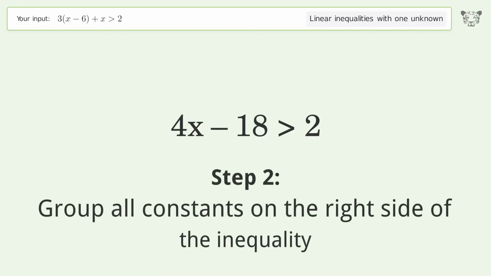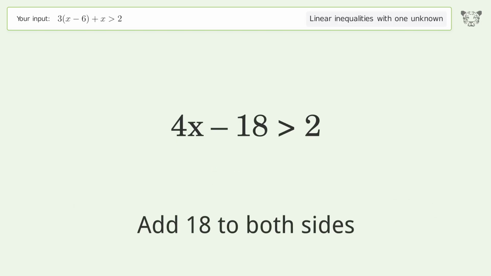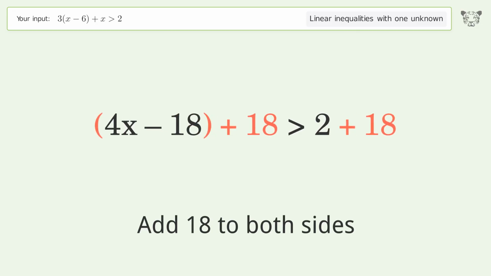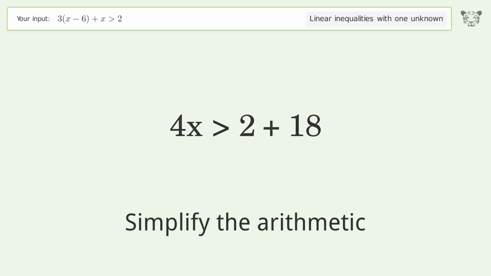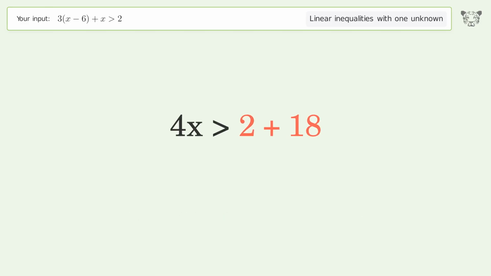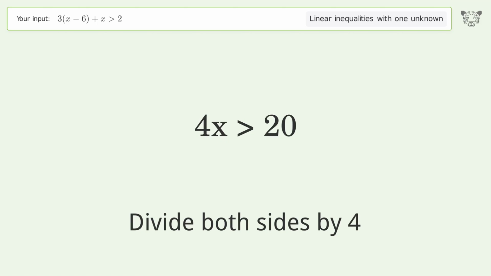Group all constants on the right side of the inequality. Add 18 to both sides. Simplify the arithmetic. Isolate the x. Divide both sides by 4.